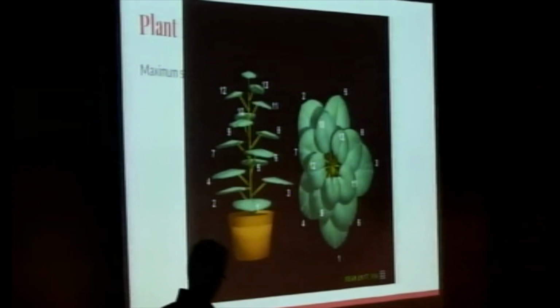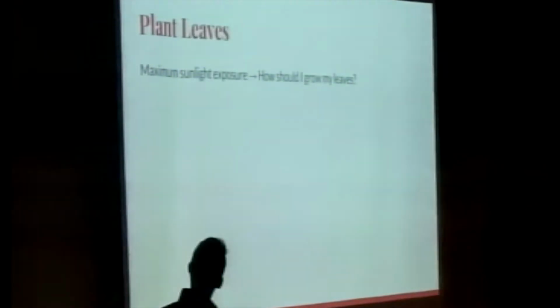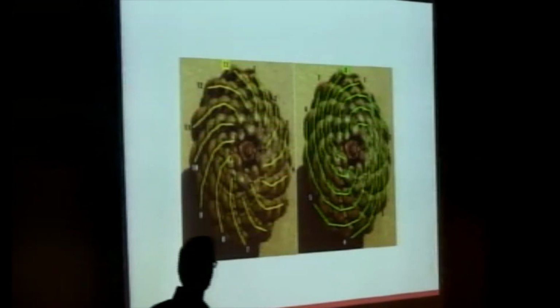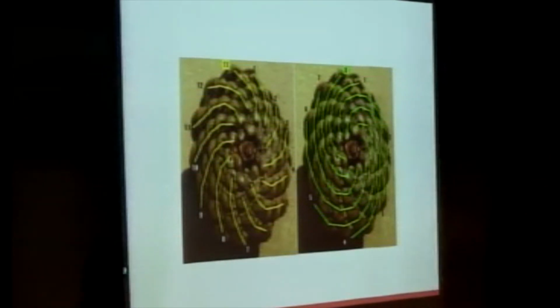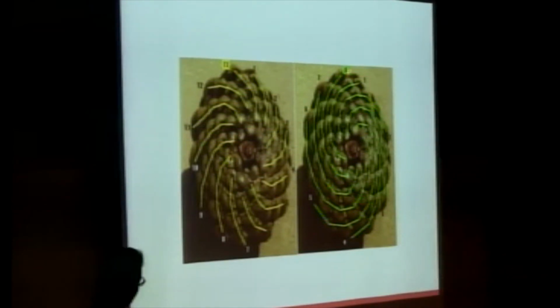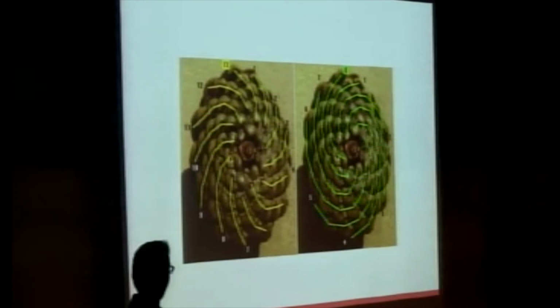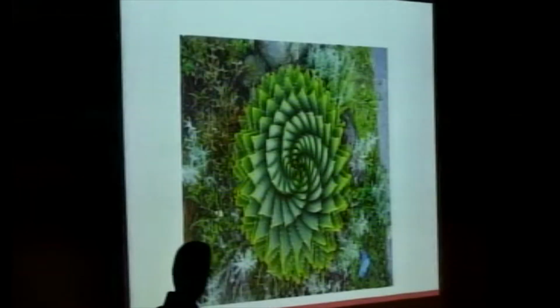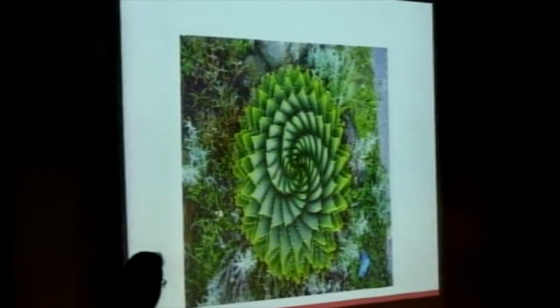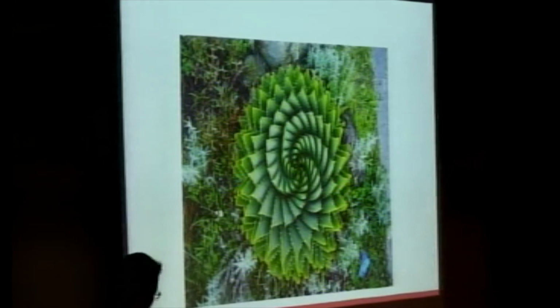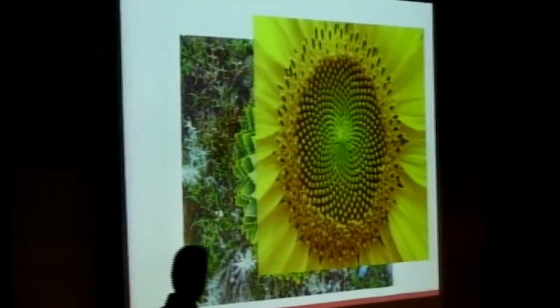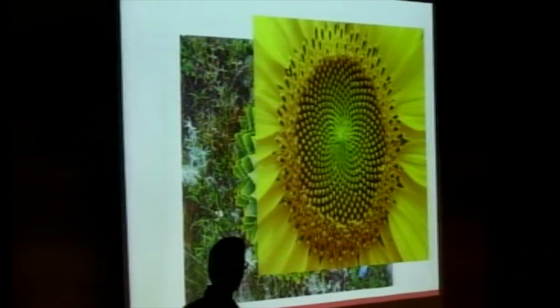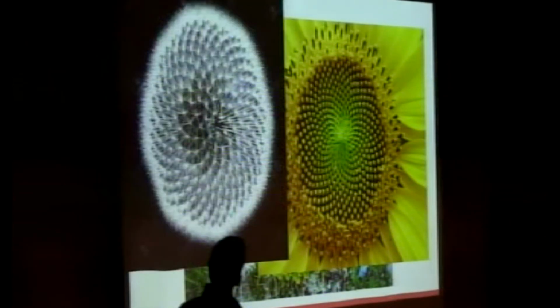So if you look at other things in nature, you've got pine cones. Pine cones, the plates on pine cones spiral out in Fibonacci numbers. You've got 13 plates here. You've got 8 plates spiraling that way. You've got this succulent, which has 5 spirals.